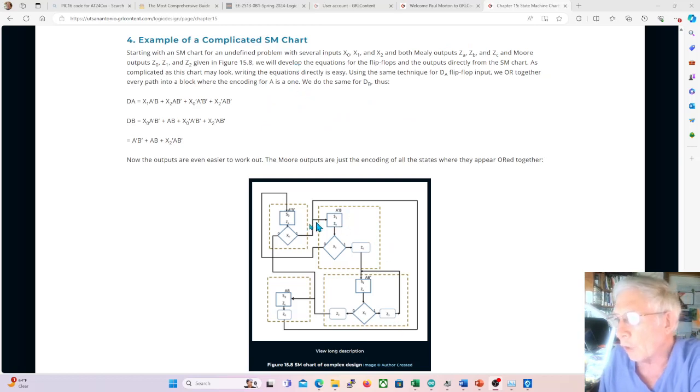So if you notice, we've already done flip-flop state assignment. We just used straight binary: A prime B prime, A prime B, AB prime, and AB. All right. So now let's go back to the slides.